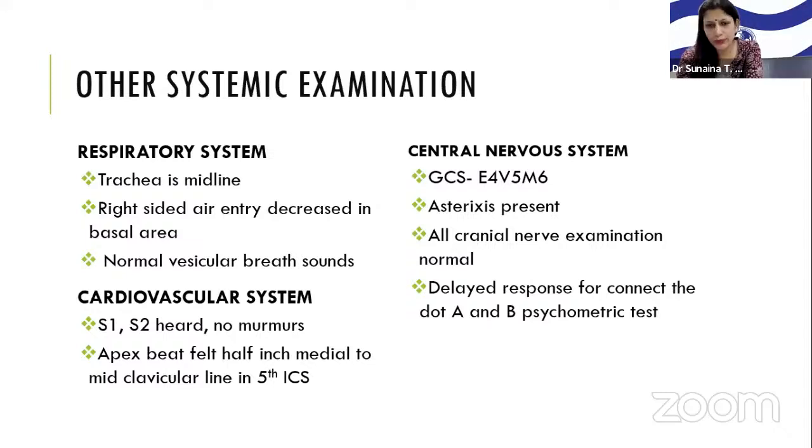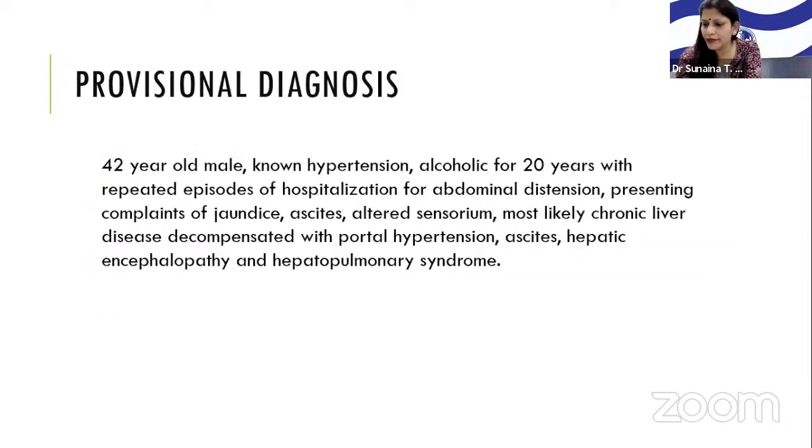Okay. Please move on to the next slide. Provisional diagnosis of my patient. Our patient is a 42-year-old male with known hypertension and alcoholic since 20 years with repeated episodes of hospitalization for abdominal distension, presenting with complaints of jaundice, ascites, altered sensorium.